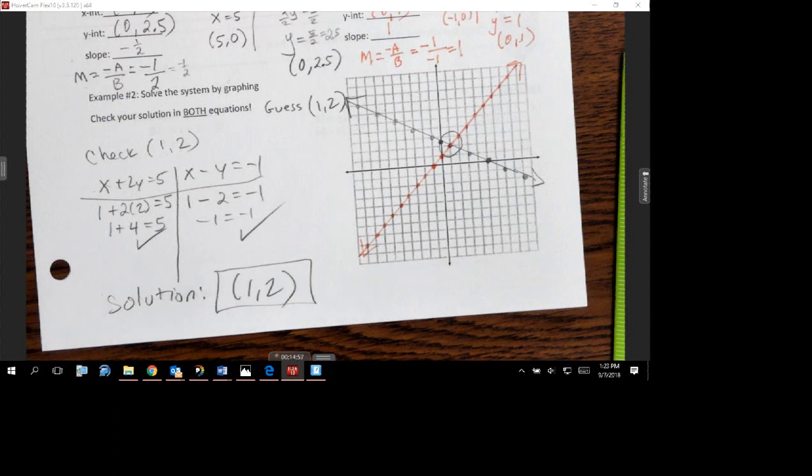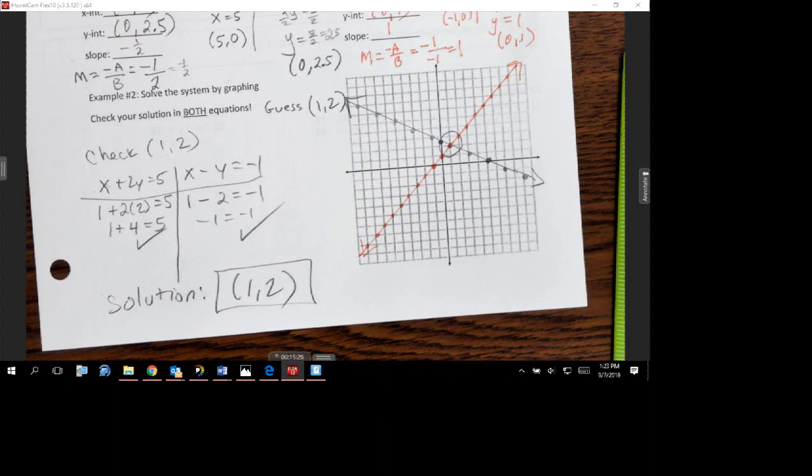So these are the steps you're going to use for graphing. You'll have 4 graphing questions. So you're going to find the x-intercept, y-intercept, slope, graph the two, find where they cross, and check your answer. That's the only graphing example we're going to do today because we've already practiced graphing. So when you're ready to go on, turn the page. I'm going to show you how to do it algebraically instead.